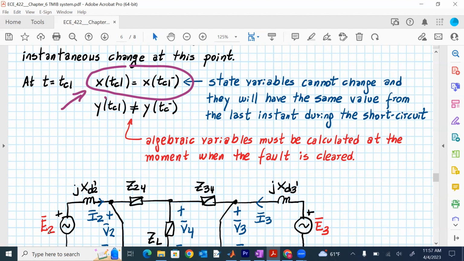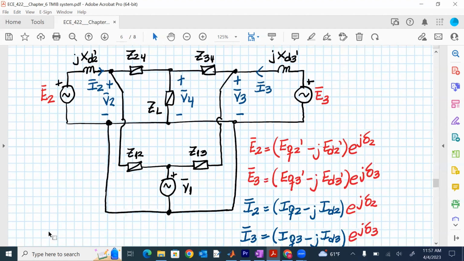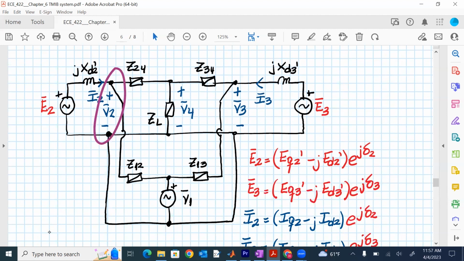For the algebraic variables, once again, they will have a discrete change. And we need to determine, again, what the new values for the algebraic variables are, considering the new condition. What is the new condition? Voltage B2 is not 0 anymore because the fault has been cleared.